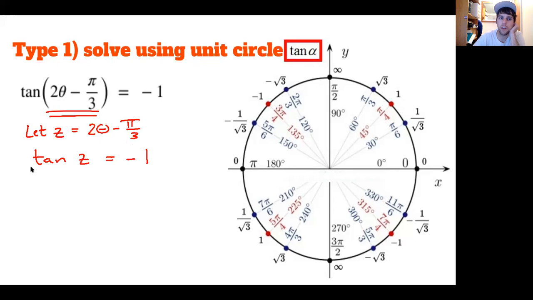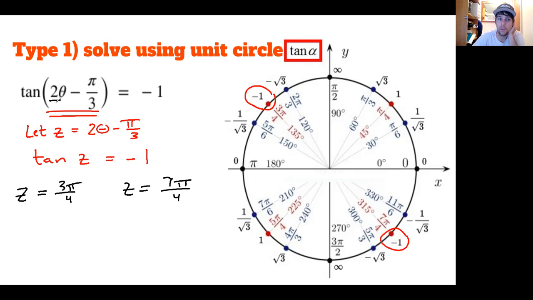So now we can find where on the unit circle we have a tangent value of -1. I searched up this handy unit circle with tangent values, and you can see right here, at 3 pi over 4 we have a tangent value of -1, and at 7 pi over 4 we have a tangent value of -1. So those are going to be our two solutions for z. Z equals 3 pi over 4, and z equals 7 pi over 4.